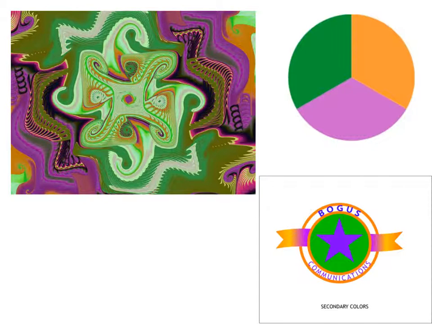Okay, quick quiz. What 2 colors do I put together to make green? Blue and yellow. What 2 colors do I put together to make purple? Yeah, that's right, blue and red. Good job. Hey, what 2 colors do we put together to make orange? Yeah, yellow and red. Ketchup and mustard. Hot dog. See what I did there?